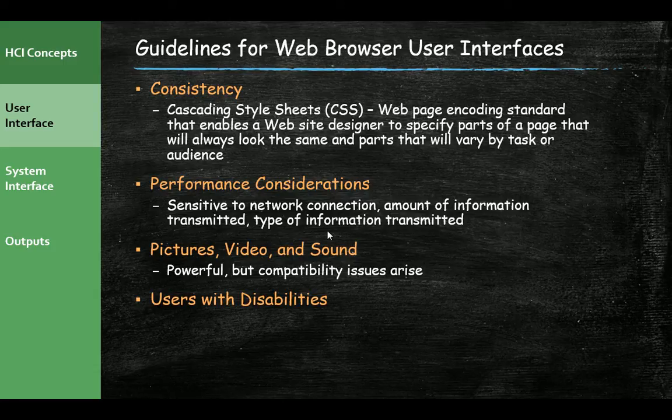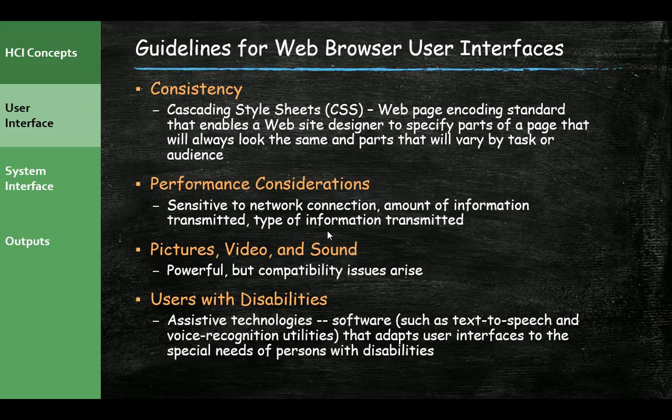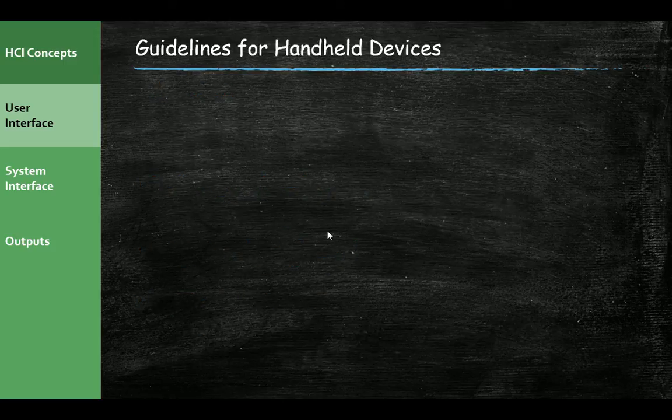You also have to think about users with disabilities, even on the web. So you have assistive technologies such as software with text-to-speech and voice recognition that adapts user interfaces to the special needs of persons with disabilities. Think about somebody who is blind who's using your website. A blind person using your website is going to hear a dictation of the things that are on the screen. And if you have a lot of written text that doesn't need to be there, they're going to have to sit there and listen to all that text before it gets to the important stuff. So certainly something to be aware of and something to design for.